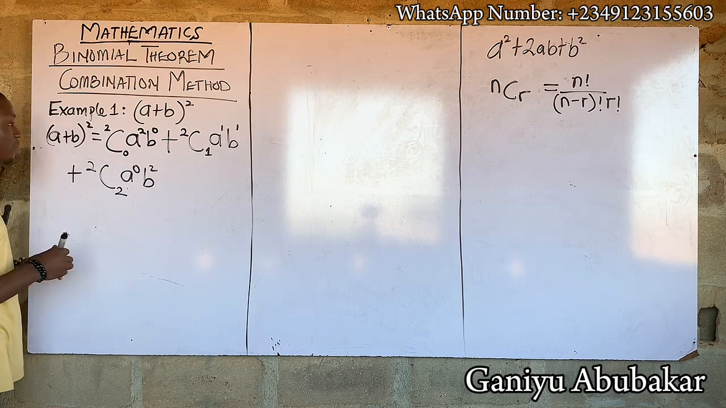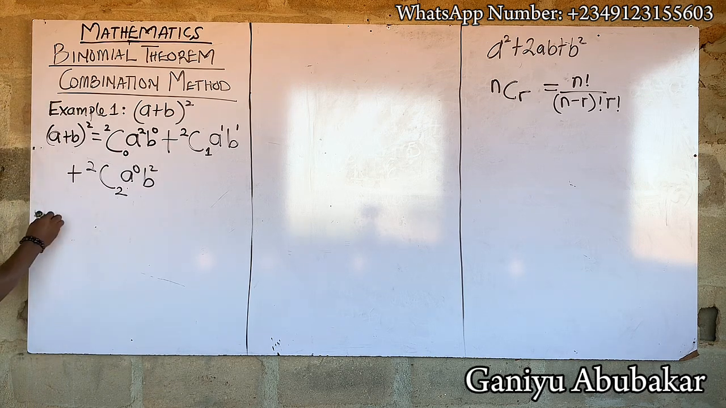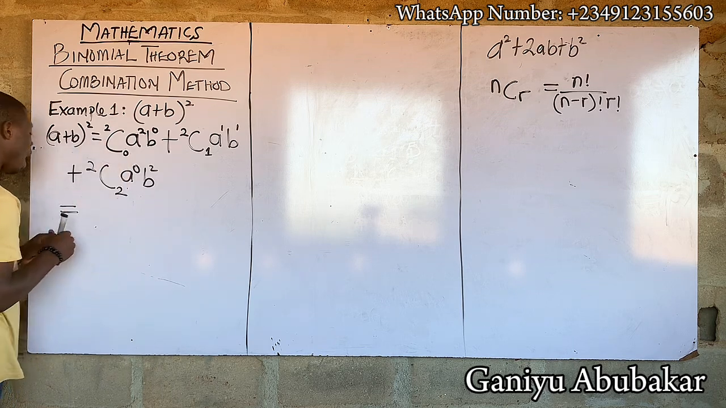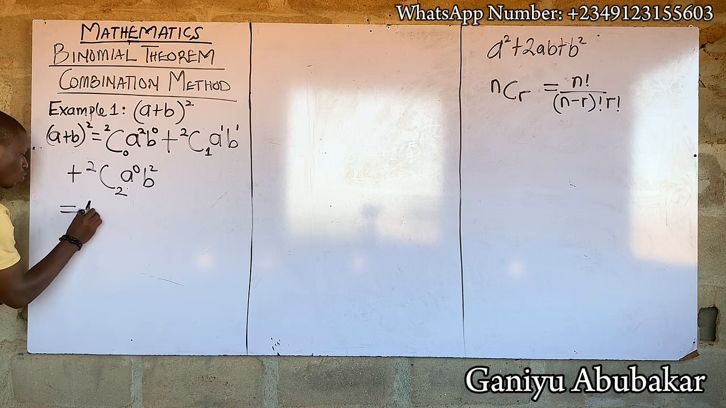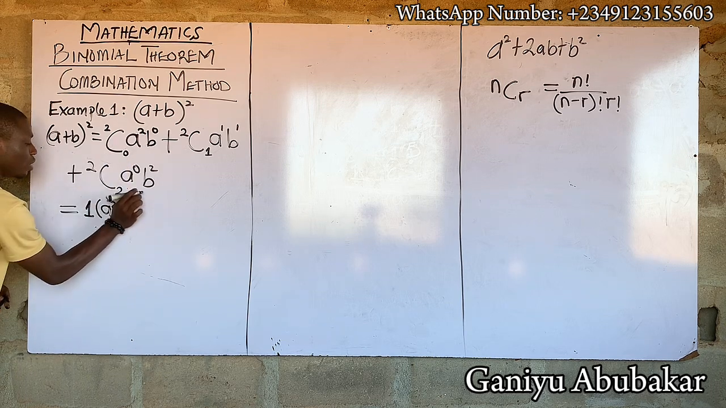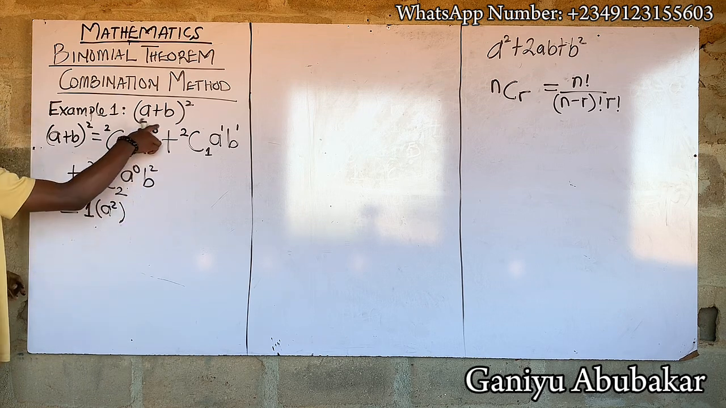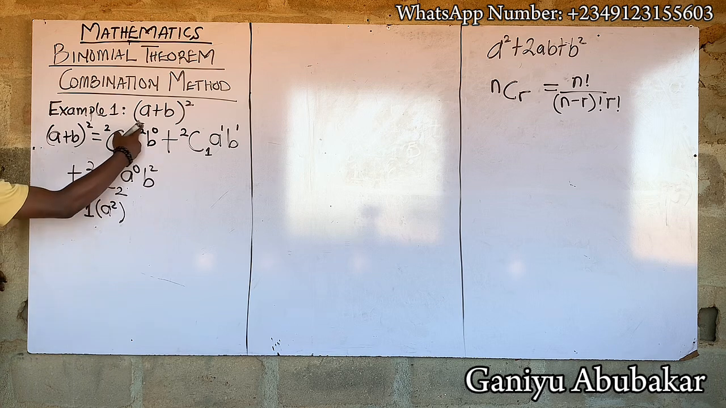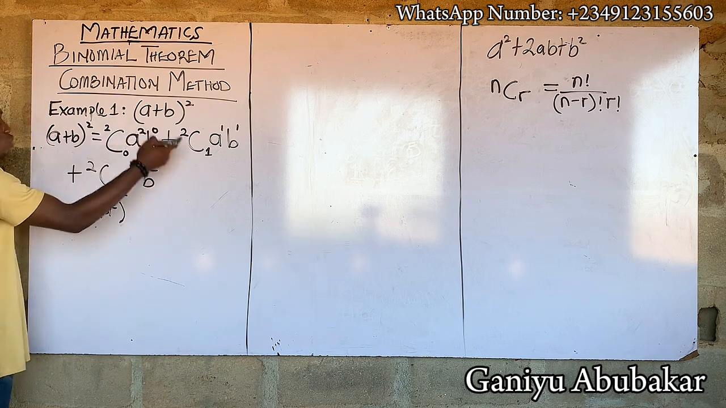So I'll stop here, please. At this point, what's the next task? If I take my calculator and punch 2 combination 0, I'll be having 1. That's 1 into a squared per se. This power 0 is off. 2 combination 0 is 1. A squared is a squared. This power 0 is 1, so it's off.